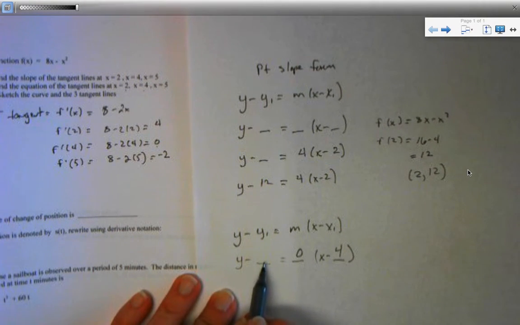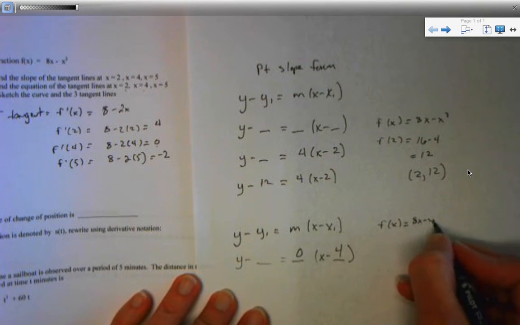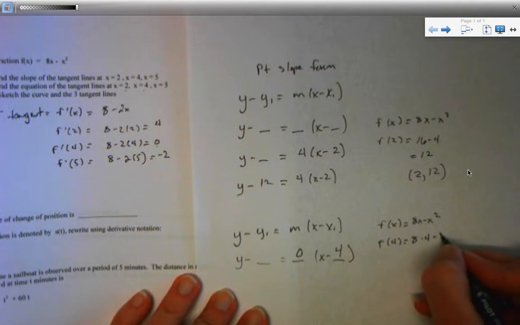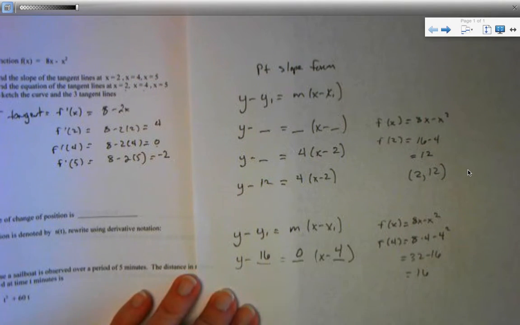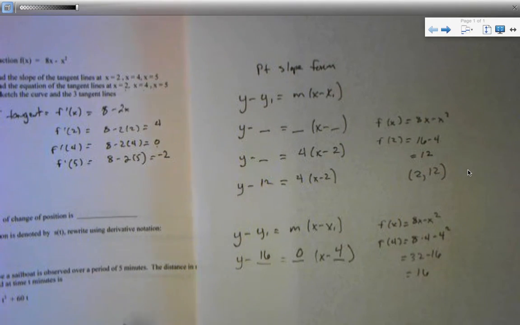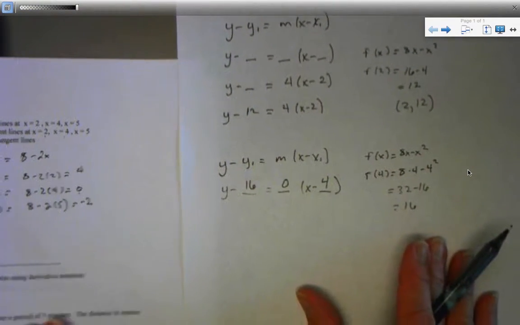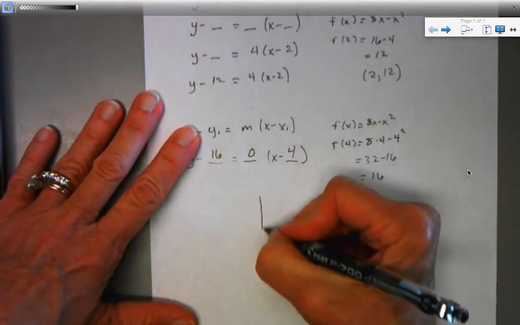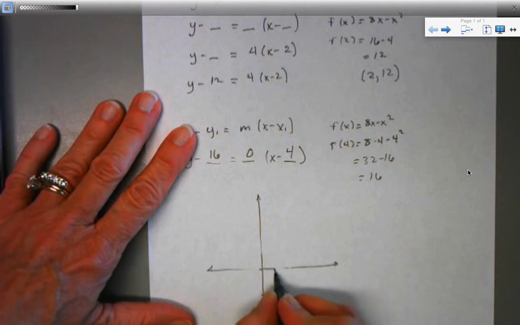Now I've got to find the y value when x is 4. So going back to the original equation, f of 4 equals 32 minus 16, which then is 16. Okay, you do the same for when x is 5. And it says to sketch the curve, showing all 3 tangent lines. So to sketch the curve, we'll just put a coordinate plane.